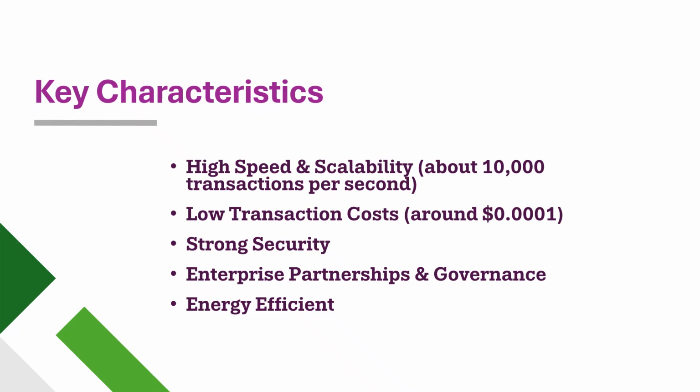Let's talk about some of the key characteristics of HBAR. I'm going to call it HBAR from here on out. First of all, it's high speed and scalable. It's extremely fast. It can process approximately 10,000 transactions per second with quick finality. This makes it much faster than traditional blockchains like Bitcoin or Ethereum.